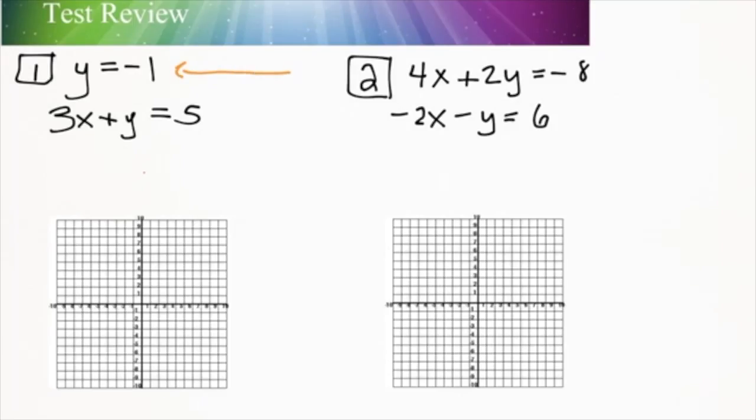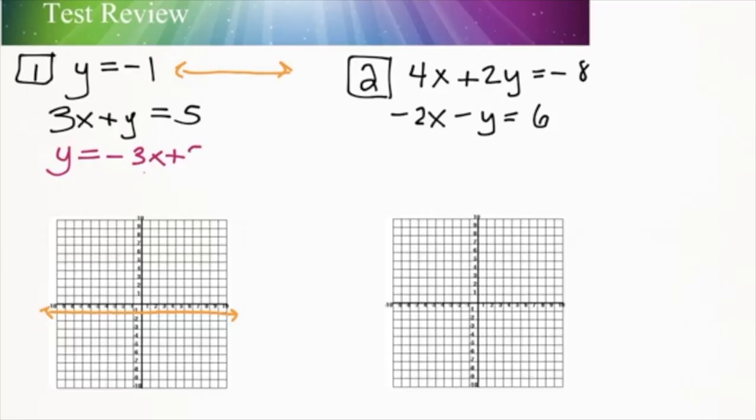So let's do number 1. On number 1 we have y equals -1. That's going to be a horizontal line at -1. So I'm going to go down to -1 on the y-axis and draw that line. Now this is all about systems. So I'm going to draw the other line and then I'm going to find the intersection point.